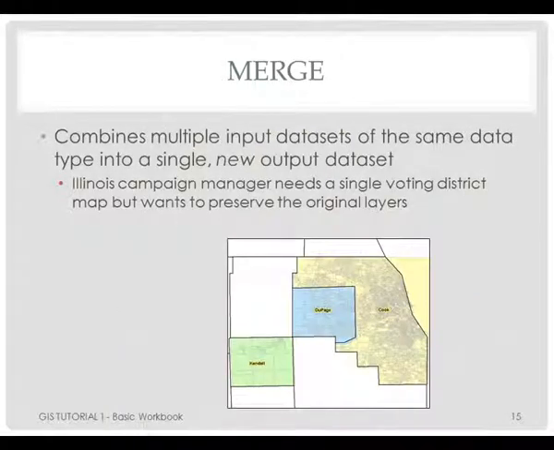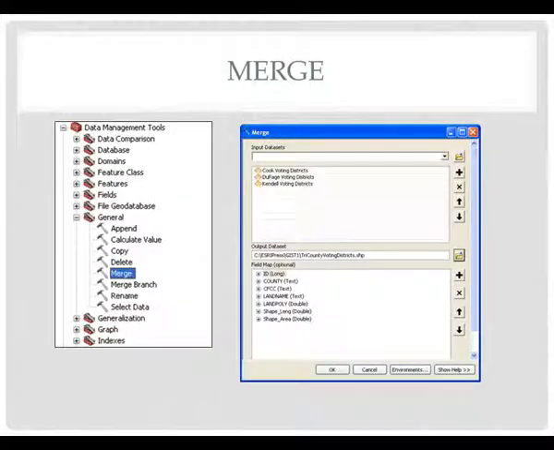Merge combines multiple input data sets of the same data into a single new output data set. So in this case, an Illinois campaign manager needs a single voting district map but wants to preserve the original layers. So with merge, you would merge together Cook County, DuPage County, and Kendall.